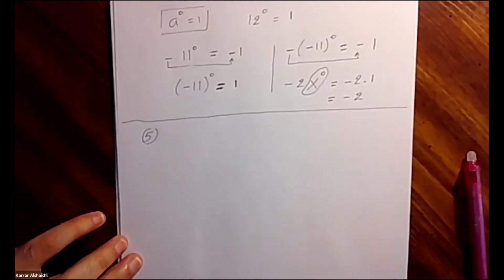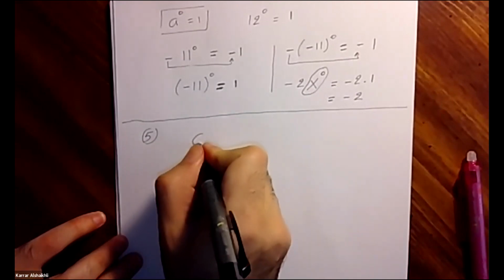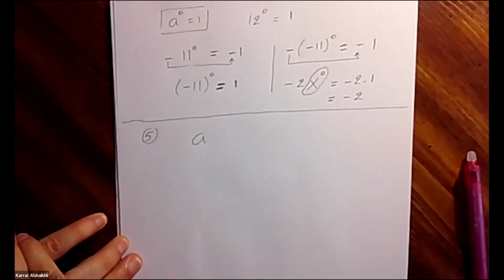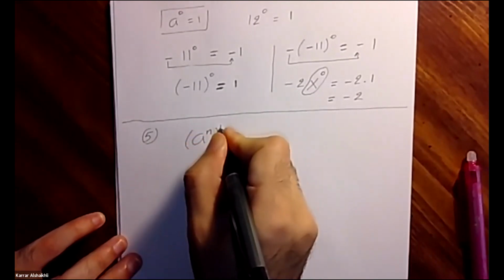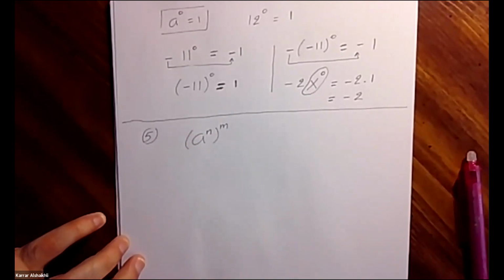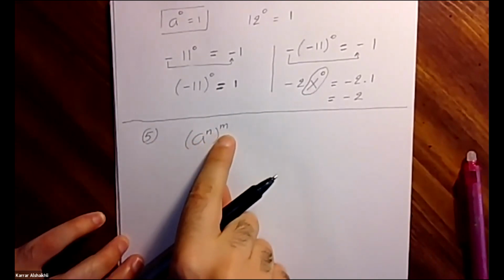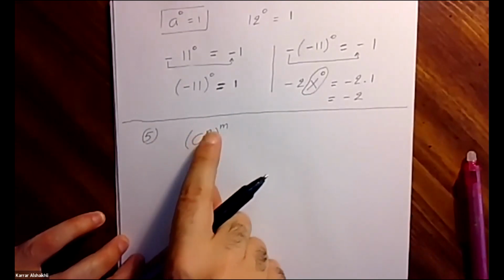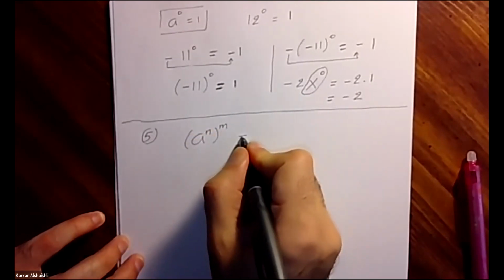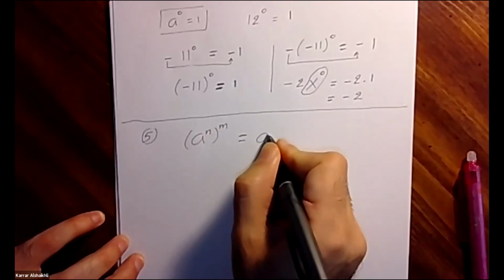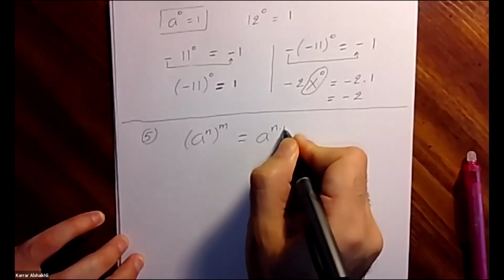So rule number 5 is the same thing. Now we have one number and two exponents. So we have to multiply these two exponents. So it's going to be a to the n times m.